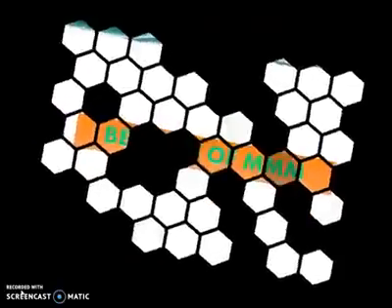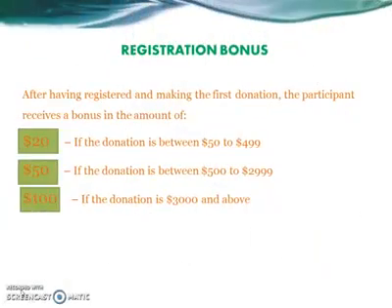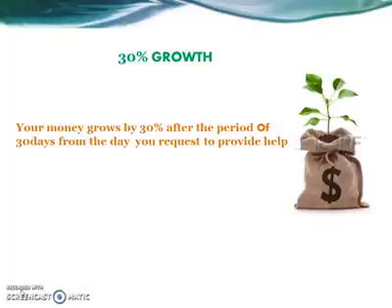Now, we will go into the benefits of MMM, what you stand to gain from MMM Nigeria. Number 1 is the registration bonus. After having registered and making the first donation, the participants receive a bonus in the following amount: $20 if the donation is between $50 to $499. You also stand to gain a $50 registration bonus if your donation is between $500 to $2,999, and also $100 if your donation is $3,000 and above.